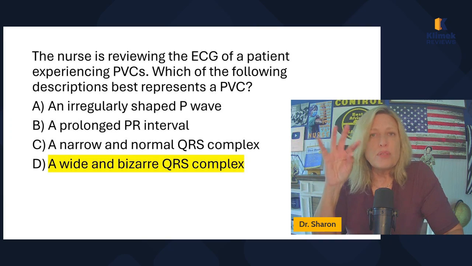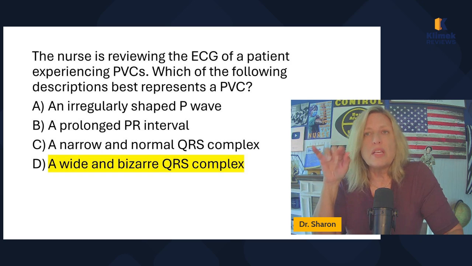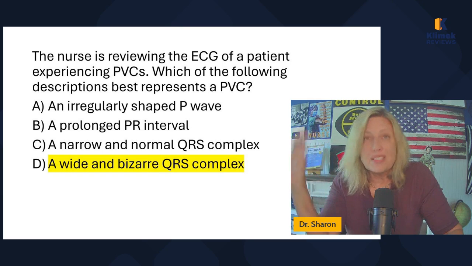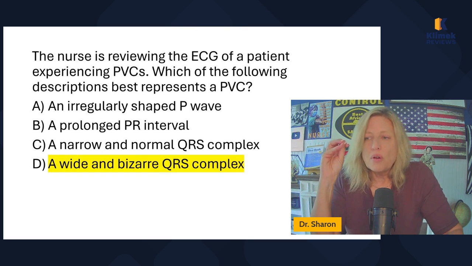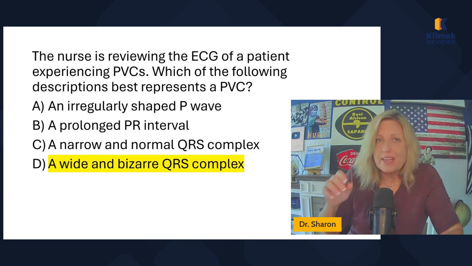Now, the reason it's called bizarre is because the R goes in the opposite direction of the T, which looks bizarre. Okay. So this is how they tend to describe it. But the wide, certainly you know why it's wide, it's weak.